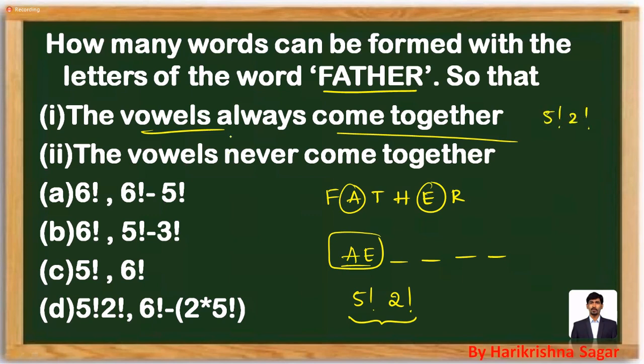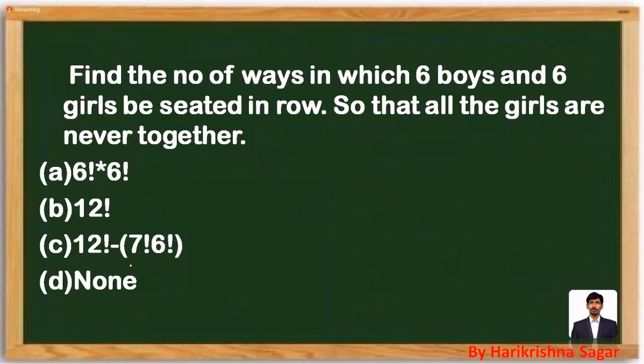Vowels are never together. Never together means from the total arrangement, you can remove the together elements. So total how many? 6 elements, so 6 factorial is the total number of ways of arranging. Out of them, remove the together value. So 6 factorial minus 5 factorial into 2 factorial will give you your answer. Mark your answer as option D. Look at the next question.